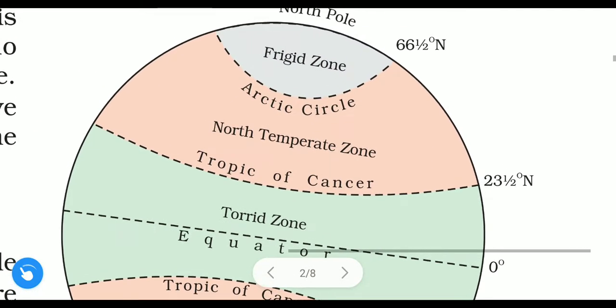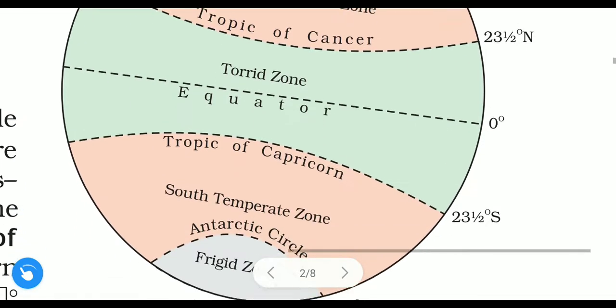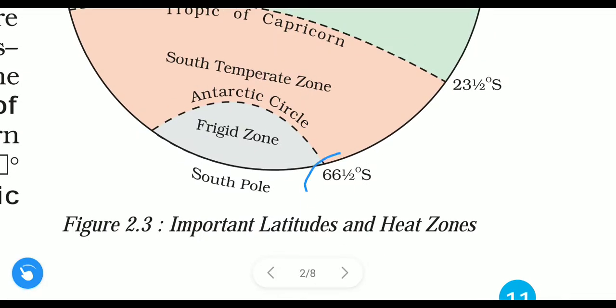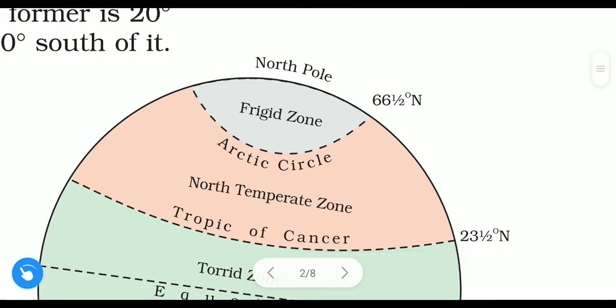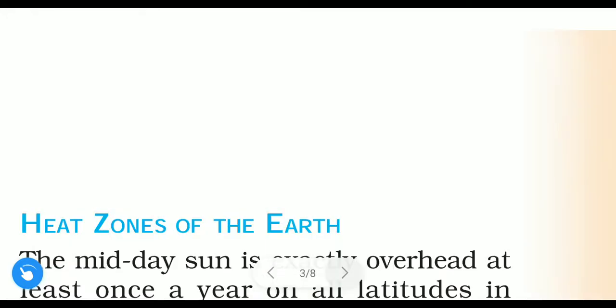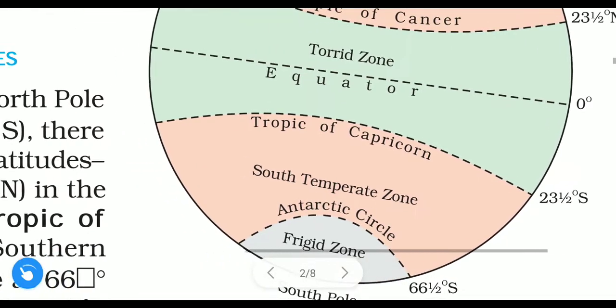Now we will discuss the others. At 66.5 degrees in the north, we have the Arctic Circle. This is the third parallel of latitude. And the same at 66.5 degrees in the south, the Antarctic Circle, is another parallel of latitude. Both are located at 66.5 degrees, but the Arctic Circle is on the northern side and the Antarctic Circle on the southern side. So these are the four parallels of latitude.